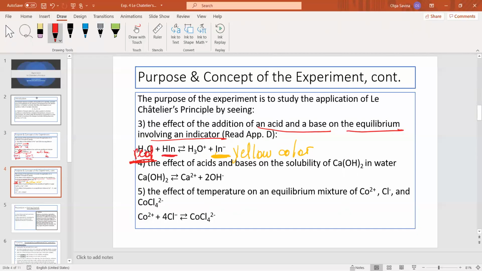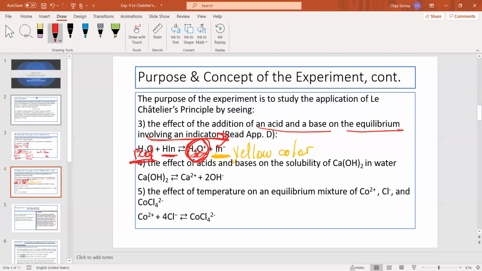We add base into our solution, and in this case the base will react with the acid, and the concentration of acid on the right side will be decreasing. That means the equilibrium will be shifted to the right, and we expect to have yellow color. This is how it works.